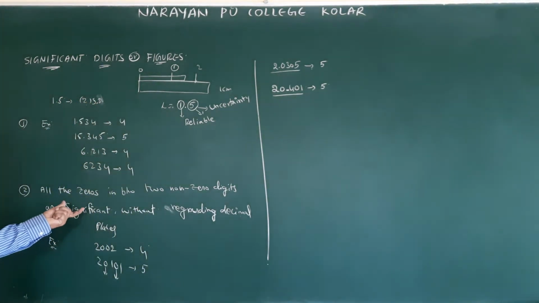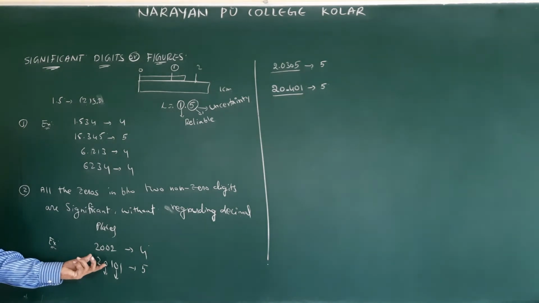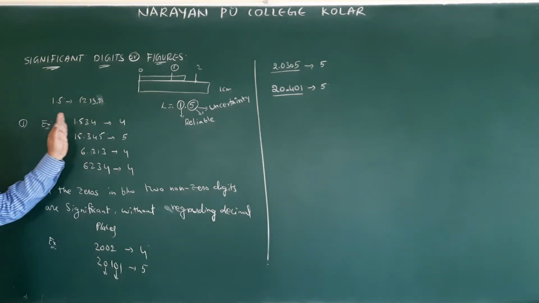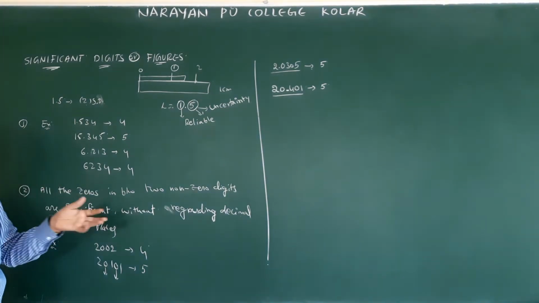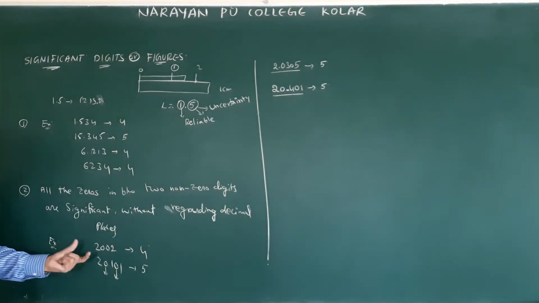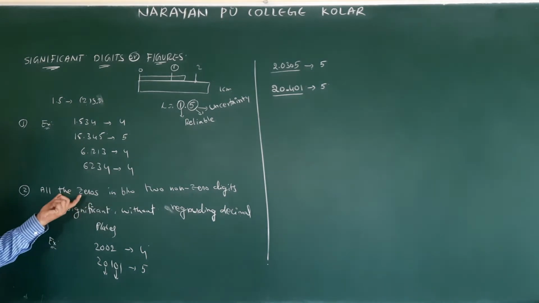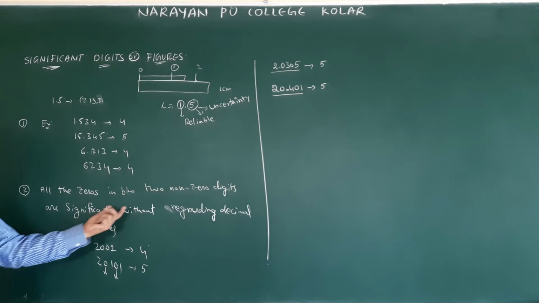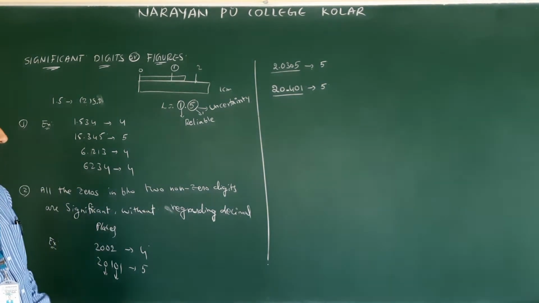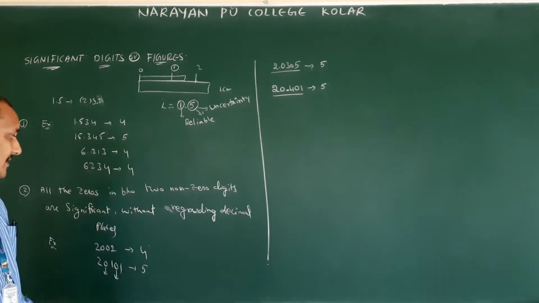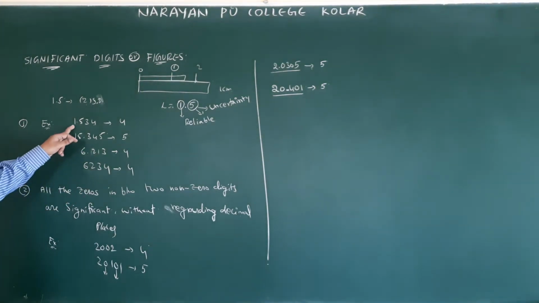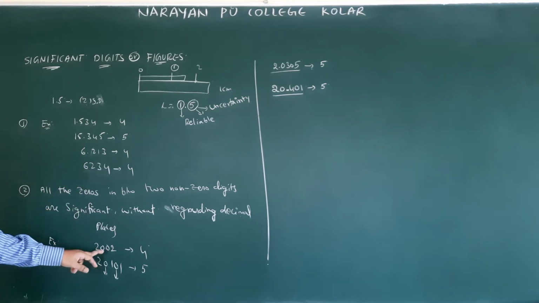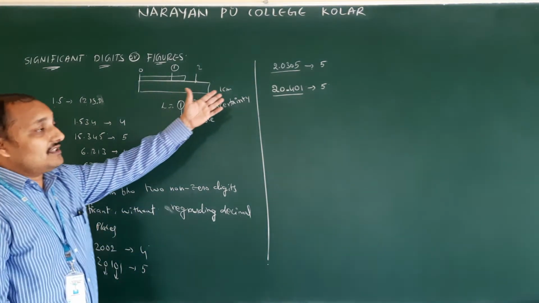So I gave one rule here and I gave some examples for this. First rule, all the non-zero digits. This is simple to understand. But whenever zeros are coming, there will be a little bit of difficulty. So now this is one rule: the zeros in between two non-zero digits are always significant without regarding any decimal place. Wherever the decimal place is there, you don't need to worry. All these numbers I gave are greater than 1, isn't it? So 1 point, 15 point, 6 point, 2000 to 20101. All these are greater than 1.